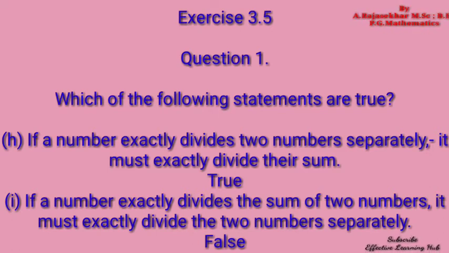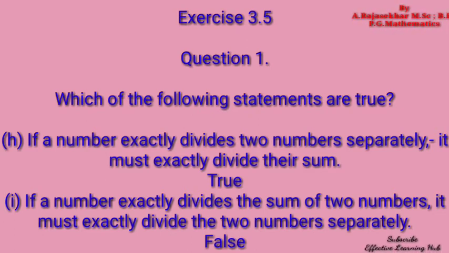Next, H question. If a number exactly divides two numbers separately, it must exactly divide their sum. True. Next, I question. If a number exactly divides the sum of two numbers, it must exactly divide the two numbers separately. It is false.